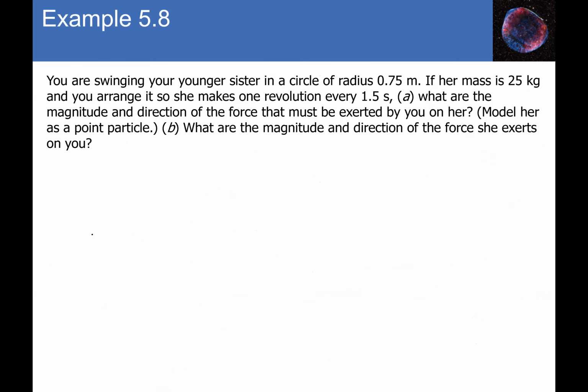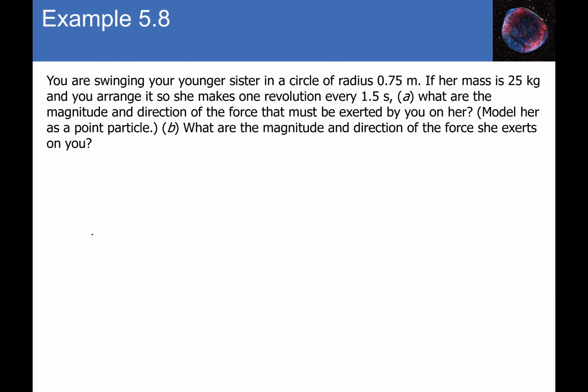All right, here's one more example. There are a bunch of examples so you guys can see different scenarios. So you're swinging your younger sister in a circle of radius 0.75 meters. If her mass is 25 kilograms and you arrange it so she makes one revolution every 1.5 seconds, what are the magnitude and direction of the force that must be exerted by you on her? Model her as a point particle. And what are the magnitude and direction of the force she exerts on you?